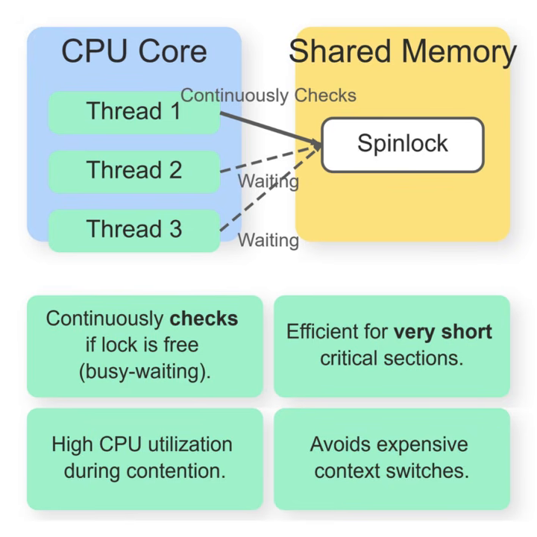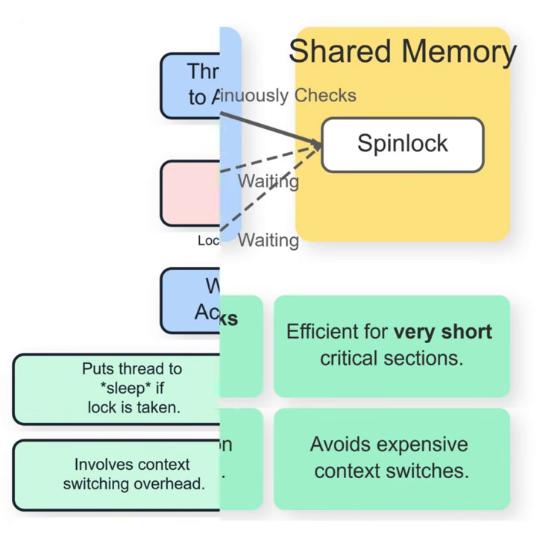However, this efficiency comes at a cost. If the critical section is long or contention is high, the busy waiting thread will consume CPU cycles pointlessly, leading to high CPU utilization without doing any productive work. It's like standing impatiently at a door, constantly rattling the handle, rather than sitting down to wait.